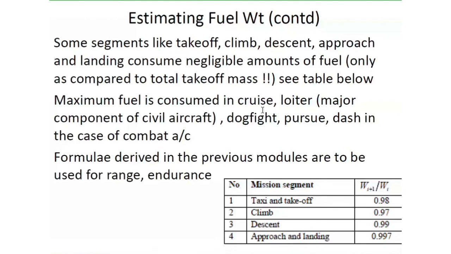So dash is when the aircraft goes supersonic. And when the aircraft goes supersonic, as we have all mentioned earlier, the CD0 goes up by more than a factor of 2, double. So the fuel consumption simply shoots up. So most combat airplanes do not use supersonic flight as normal. They only use it as part of a dash, in the sense to evade a missile or to come back from enemy territory. So formulae derived from the previous models are to be used for range and endurance.